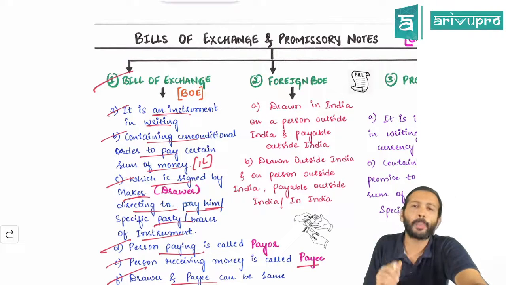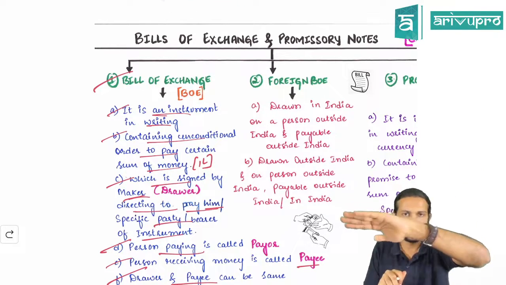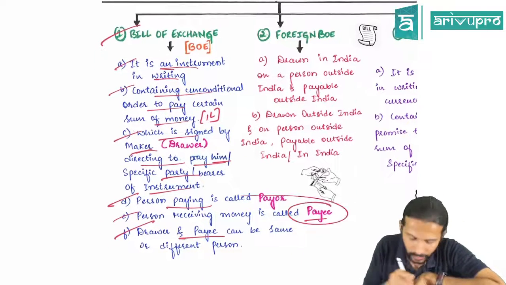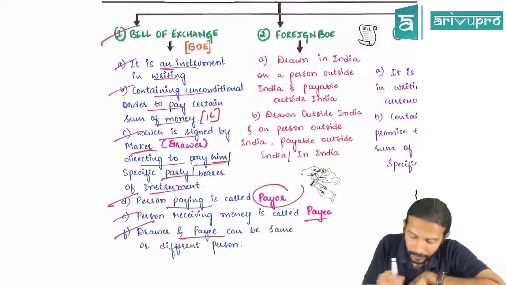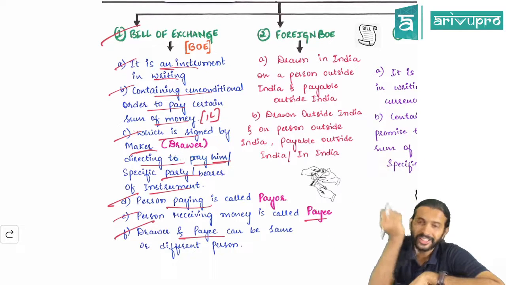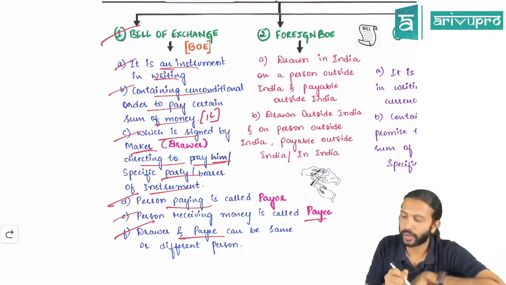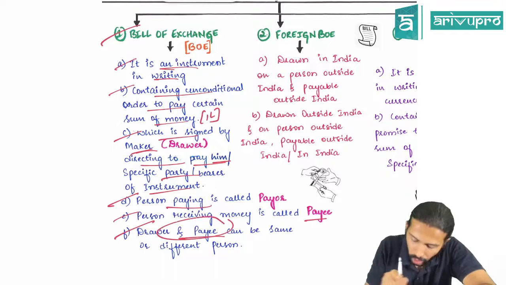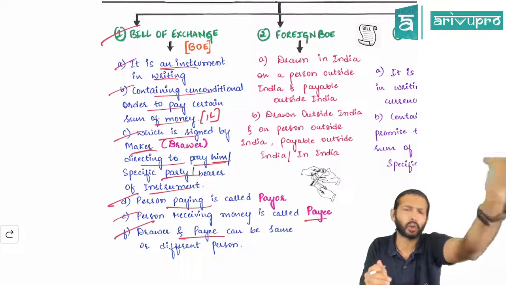Alright. Who pays this? Who pays the money? B Limited. The person paying, we call the payer. Who is receiving the money? We call that the payee. Drawer and payee could be the same person or it could be different persons.